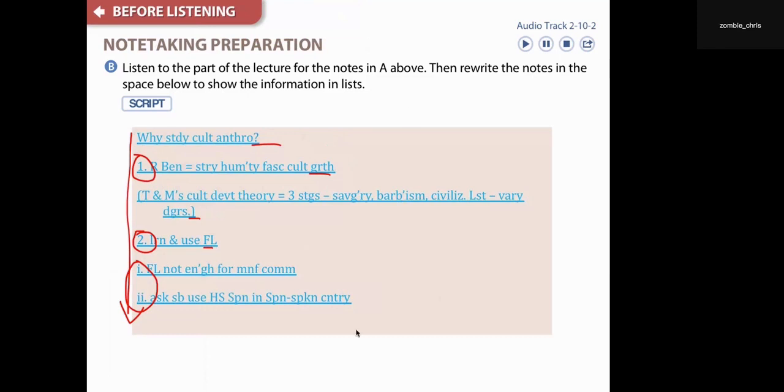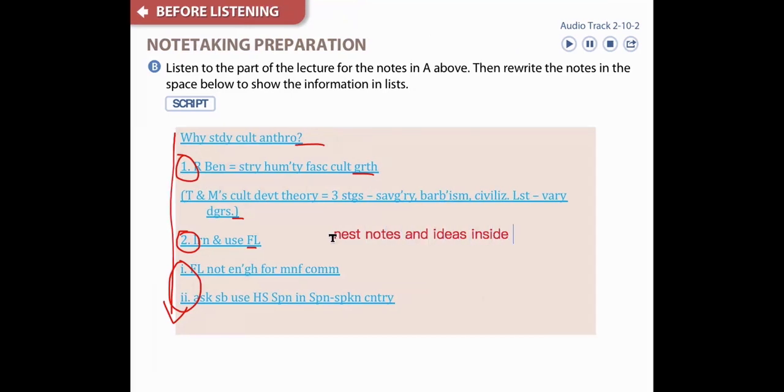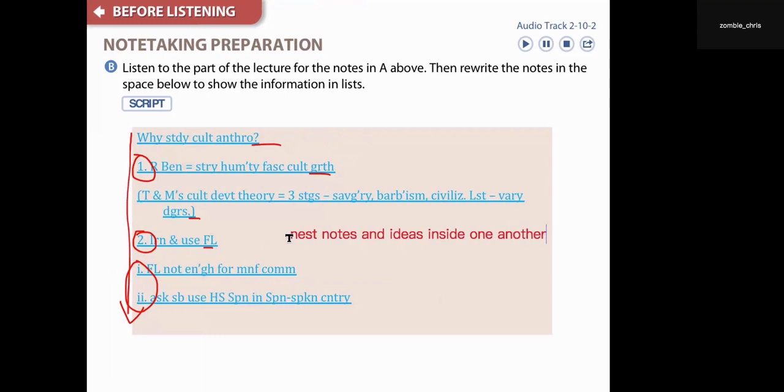What we'll find here, as I said, is that we can nest the ideas and notes inside one another, so we can show relationships. When we can see the relationships between ideas, and how the small ideas fit in with the big idea, we can have a deeper understanding. And that's really what we're aiming for at university level.